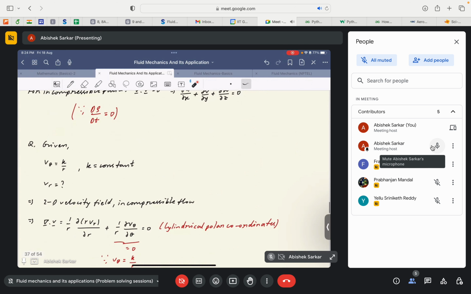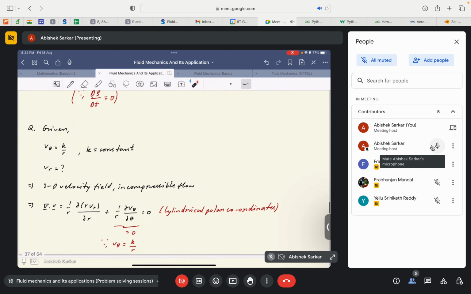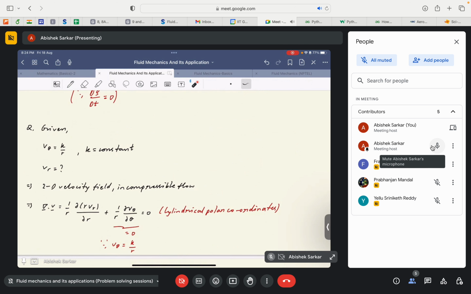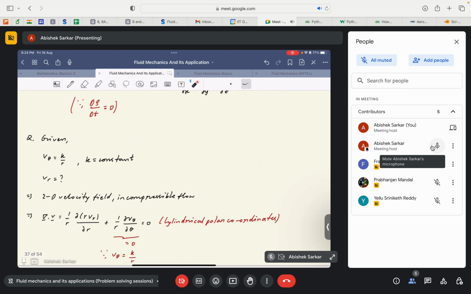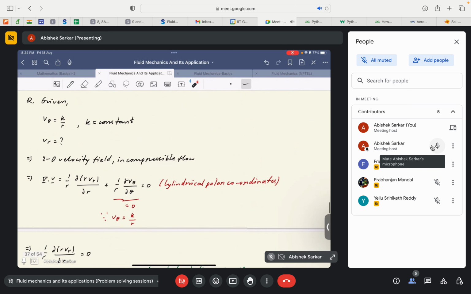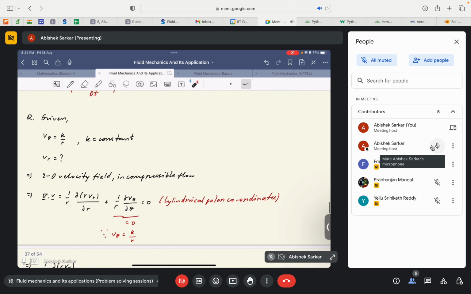Keeping that in mind, we are given some examples. This is being discussed in the video lectures. Since we have a lot to cover, I will just pass through some problems since these are well discussed, so that we can cover some additional questions. It is given that v theta is equal to k by r, where k is some constant, and v r is equal to 0.